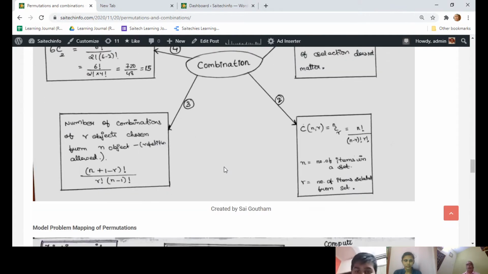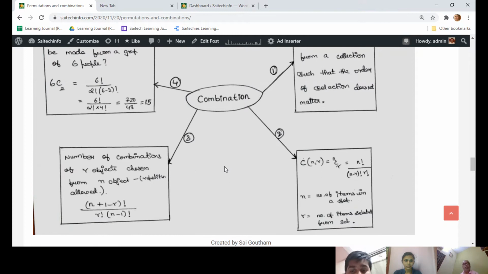The second point is the formula for combination, that is C(n, r) = nCr, which is n factorial divided by (n minus r) factorial into r factorial. Here n is the number of items in a set and r is the number of items selected from the set. The third point is the number of combinations of r objects chosen from n objects, where repetition is allowed.